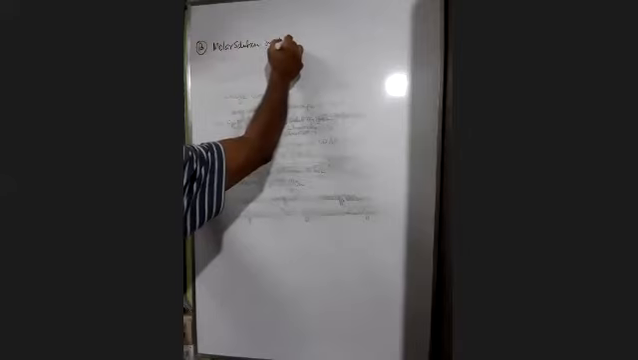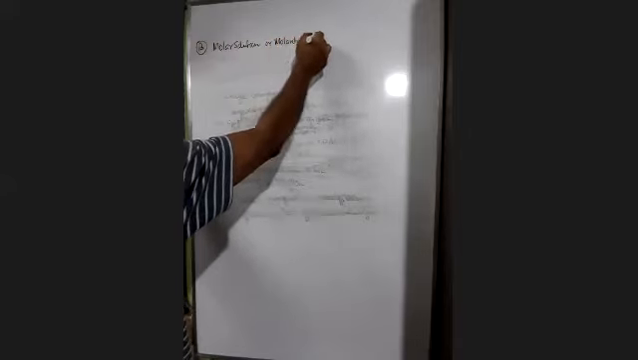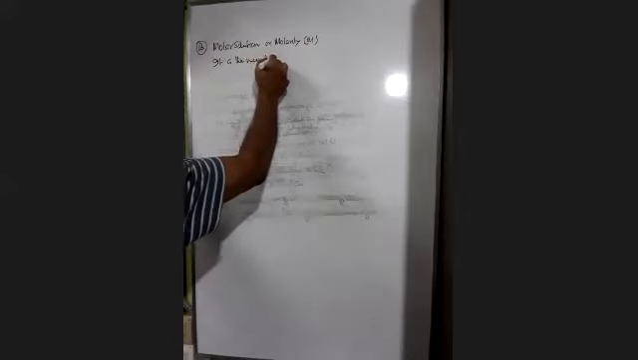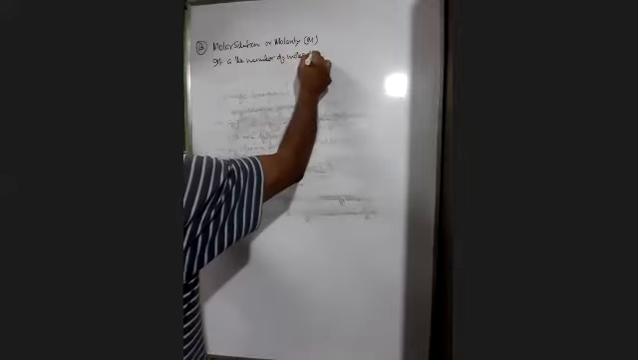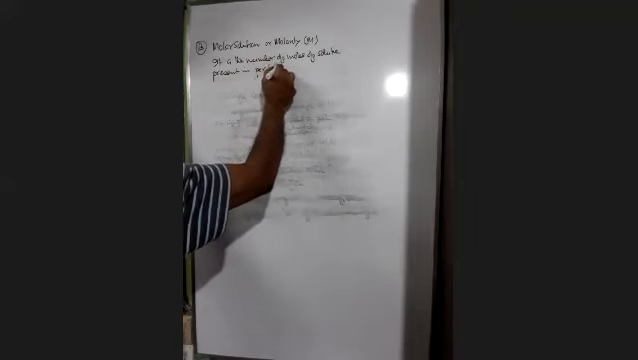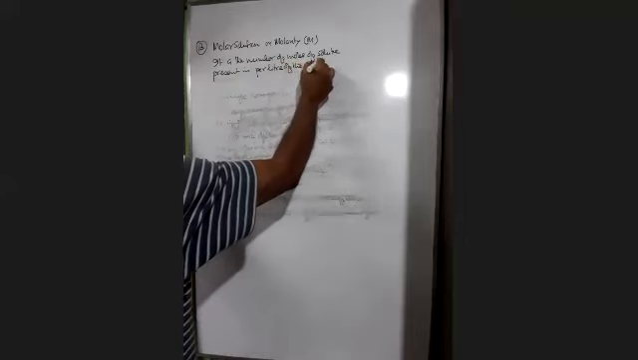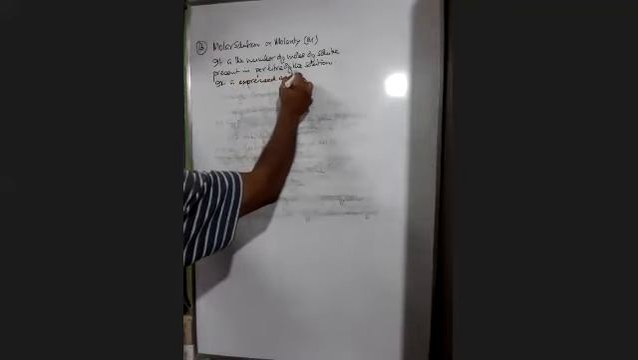molar solution or molarity. Its symbol is capital M. So it is the number of moles of solute present per liter of the solution. Okay. It is expressed as capital M.